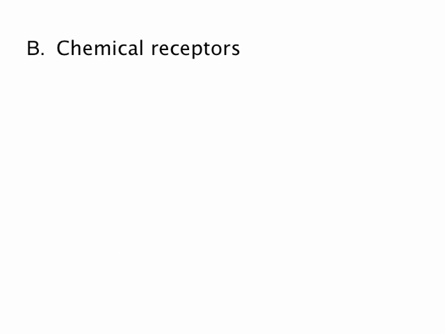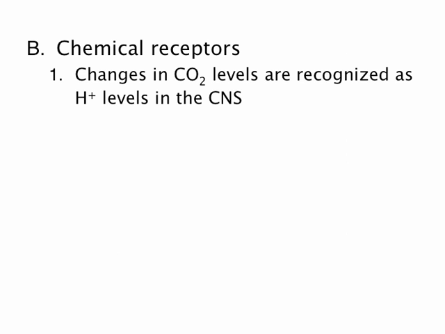Now, as far as the control of this goes, there are some chemical receptors that recognize the different chemical compositions of the bloodstream. Changes in carbon dioxide levels are recognized as hydrogen ions in the central nervous system. This is back to that way that carbon dioxide transports itself inside the bloodstream as bicarbonate, because here's the equation. Carbon dioxide plus water yields carbonic acid, which dissociates into bicarbonate and hydrogen ions. Remember that the hydrogen ion concentration is going to give us a measure of pH.